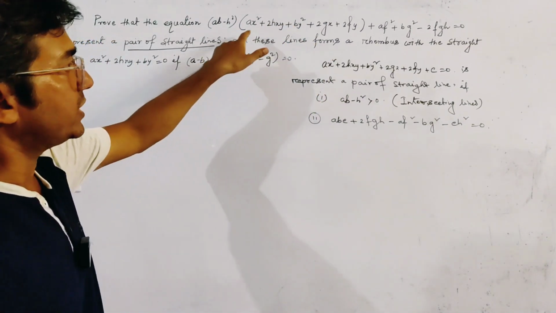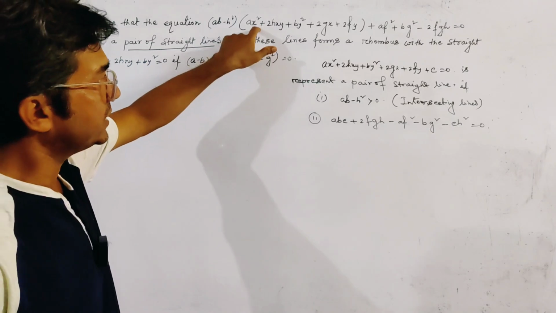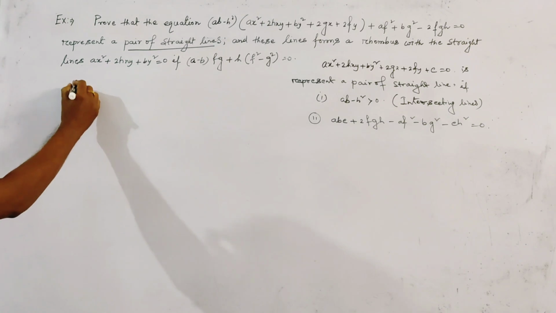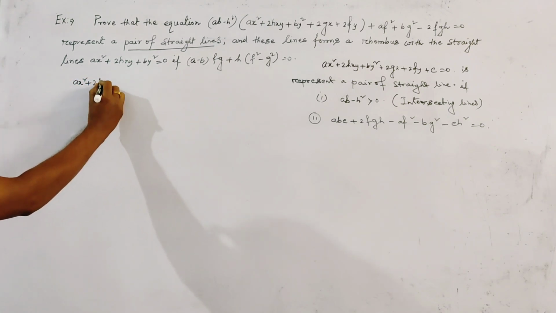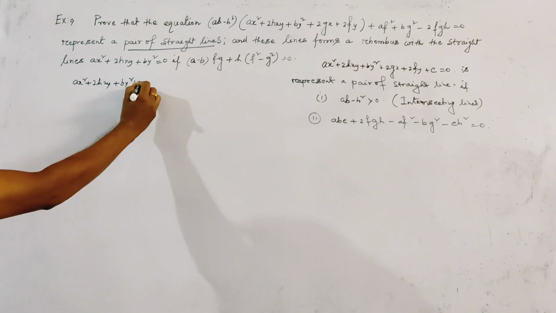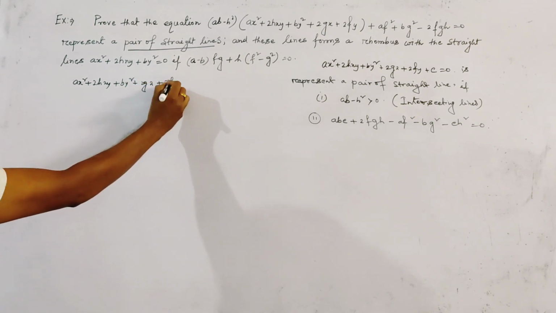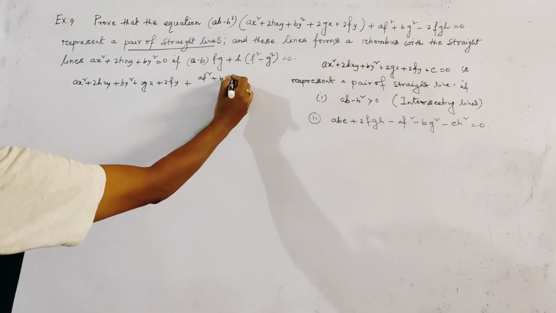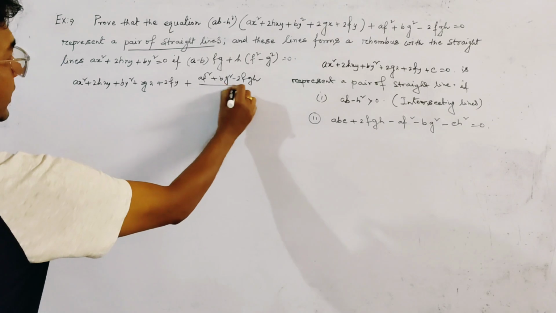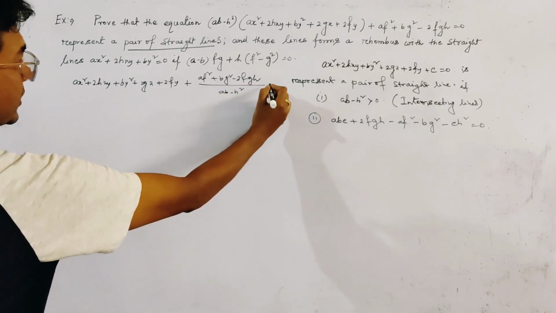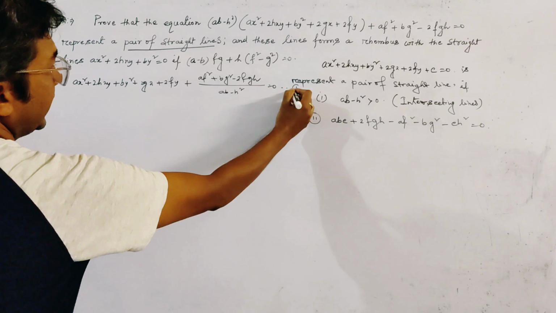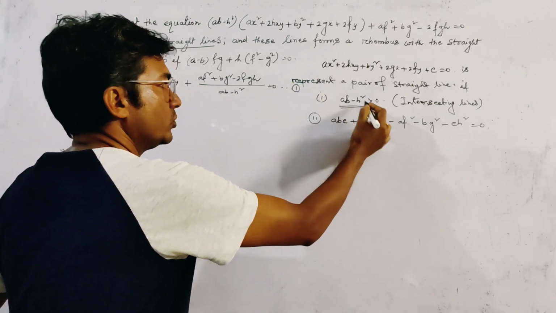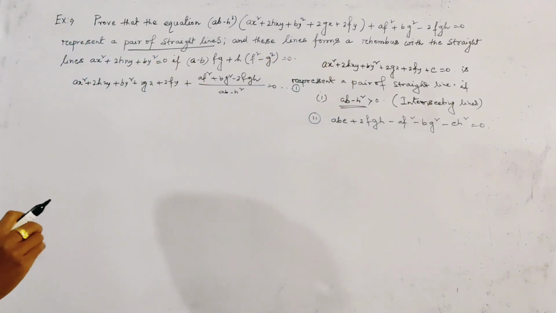Now from the given first relation, if we write this relation in this form, we get ax² + 2hxy + by² + 2gx + 2fy + (af² + bg² − 2fgh)/(ab − h²) = 0, and this is named as 1. Here we let ab − h² > 0, because otherwise it does not represent a pair of intersecting lines.